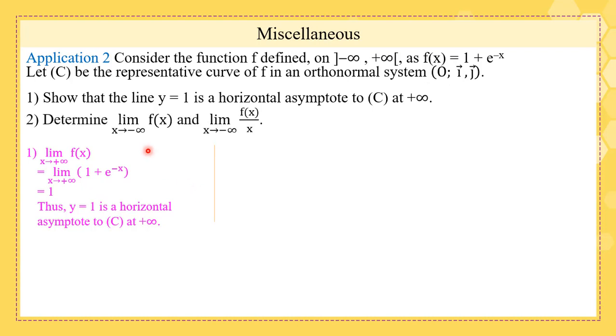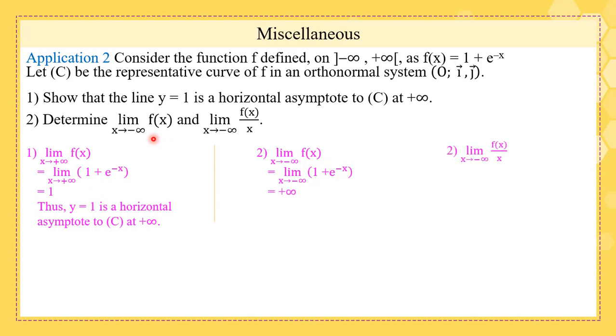Now, we need the limit at minus infinity of f of x and the limit of this ratio. Try also to do it alone. Let's see the first part. When x tends to minus infinity, if we just substitute, we get e to the power plus infinity, which is plus infinity. This is the first part.